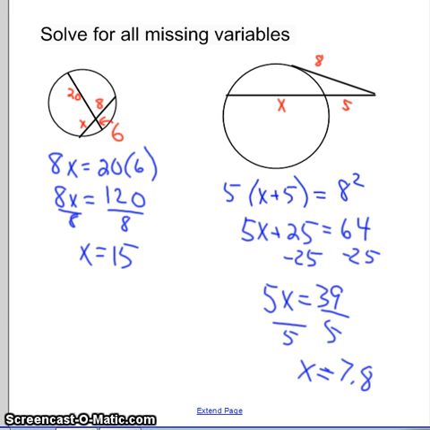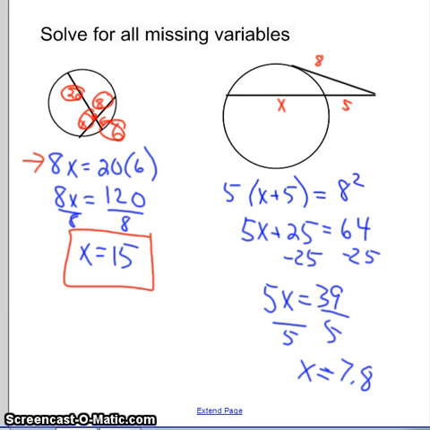In the first one, since the two lines intersect inside the circle, we're just going to say that 8 times x is equal to 20 times 6. Here's our equation set up. We're just going to multiply 20 times 6. We get 120. 8x, we're going to have to divide by 8 to get that all by itself. So we end up with the value of x equals 15.